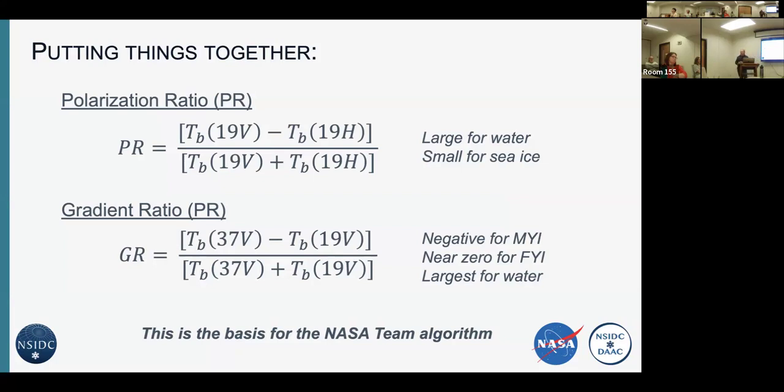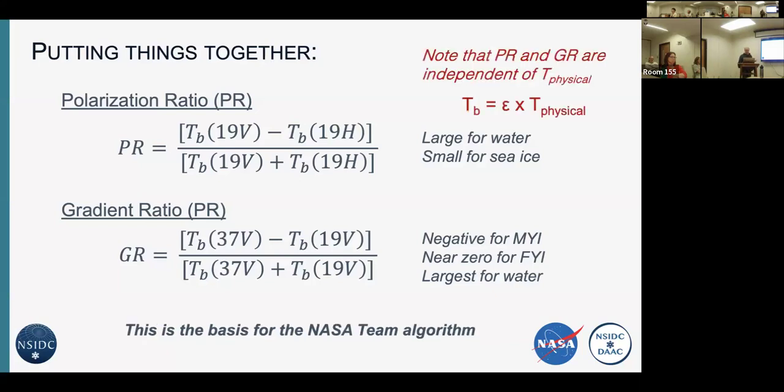Anyone have a guess on why one would do it that way? This is what you call a normalized difference. It's normalized, yes. So these are unitless, as you can see. The key thing, you see here, it's large for water, small for sea ice, the polarization ratio, negative for multi-year, near zero for first year, and it's largest for water for the gradient ratio.